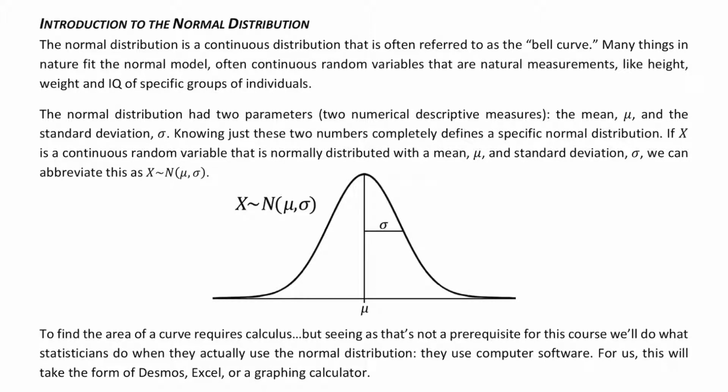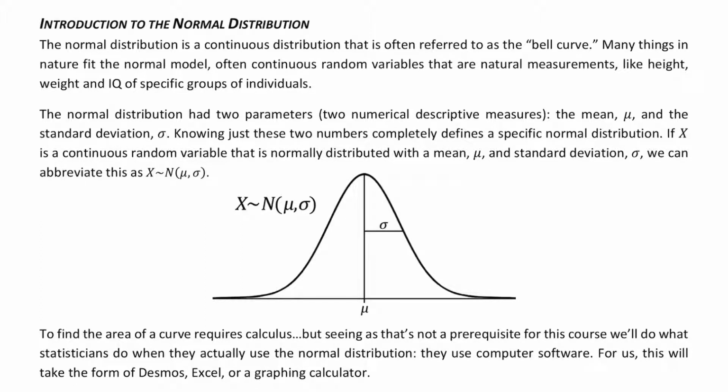Many things in nature often fit this. The continuous random variables I mentioned earlier would be that. So typically height, weight, IQ of similar groups of individuals. If I just said the height of humans, that would not be bell-shaped, but the height of adult men living in Cuba or something like that, that more specific grouping of people would be more likely to be normal.